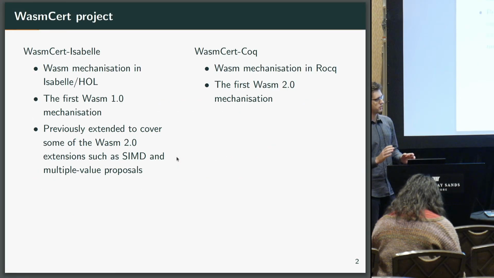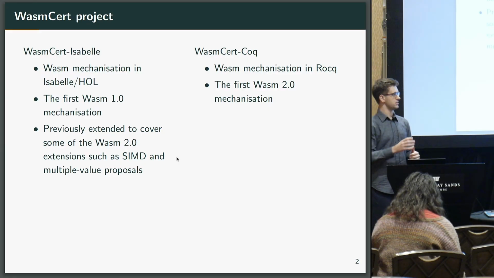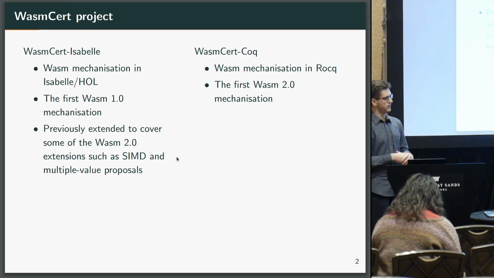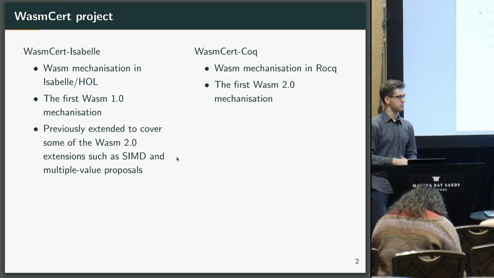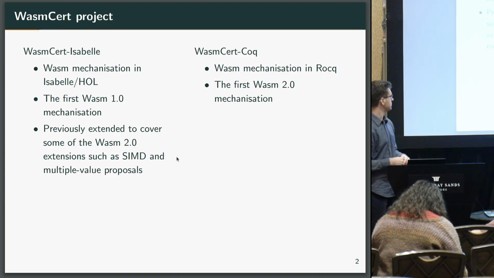So the WasmCert project consists of two sub-projects: WasmCert-Isabelle, which is a Wasm mechanization in Isabelle HOL, and WasmCert-Coq, which is a mechanization in Rocq. So WasmCert-Isabelle was the first Wasm mechanization, but since then it has been overtaken by WasmCert-Coq, which was the first to mechanize Wasm 2.0.